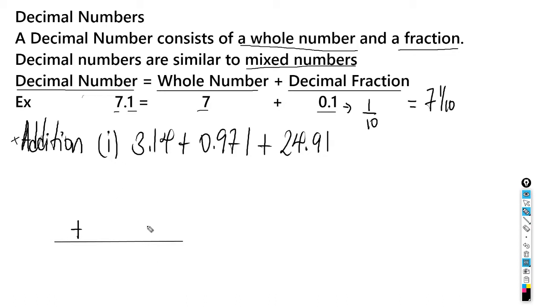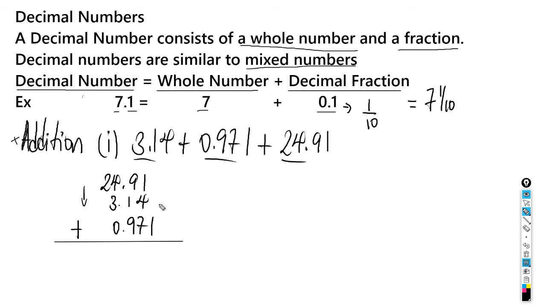I usually start with the largest number first. So I'm going to write 24.91. Then the second largest, which is 3.14. Then the smallest, which is 0.971. So I write it in descending order, from biggest to smallest. I like to write it that way.